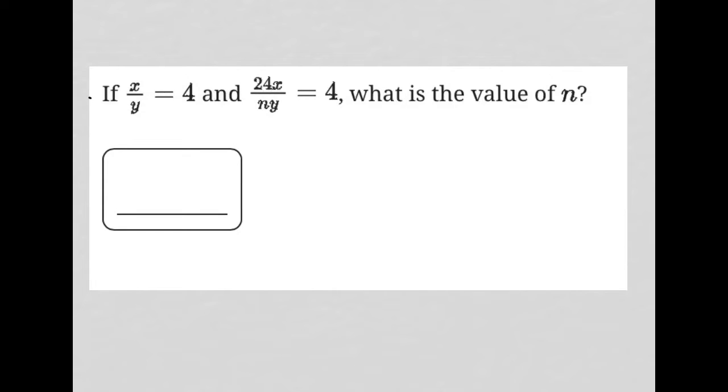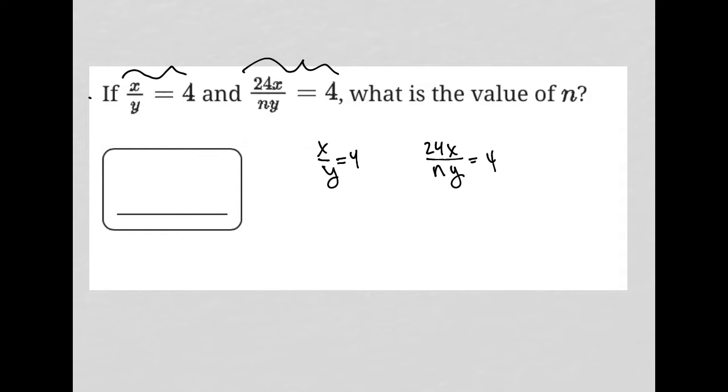So this question says if x over y equals 4 and 24x over ny equals 4 as well, what is the value of n? Well, this is very interesting because if x over y equals 4, how does 24x over ny also equal 4? Well, let's think about that. So I have, again, I'll just rewrite this, x over y equals 4. Then I have this 24x over ny also equal 4.